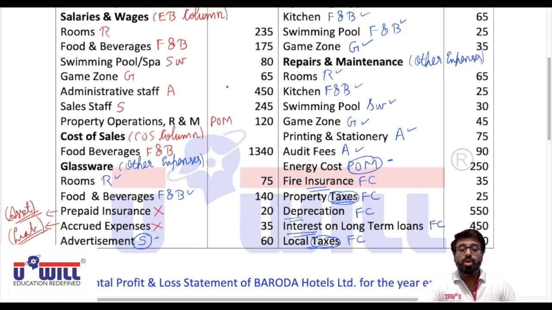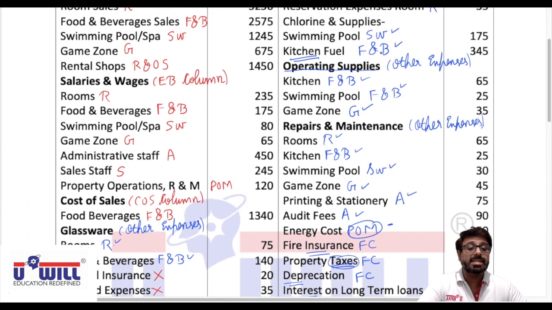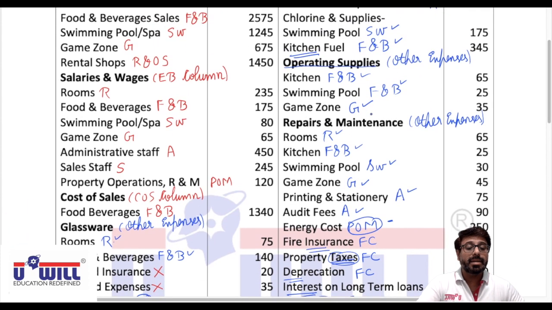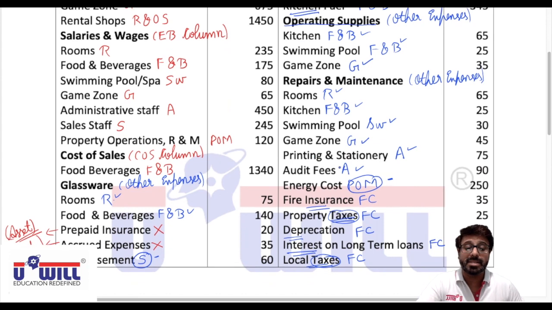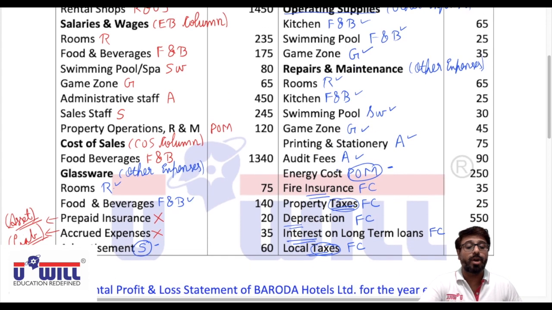So notes we will make for other expenses of rooms, food and beverages, swimming pool and spa, game zone, and administrative expenses. No note required for rental and other services because there are no other expenses. No note required for sales expenses and for property operation and maintenance expenses because there is only one item. I hope everyone got this portion.